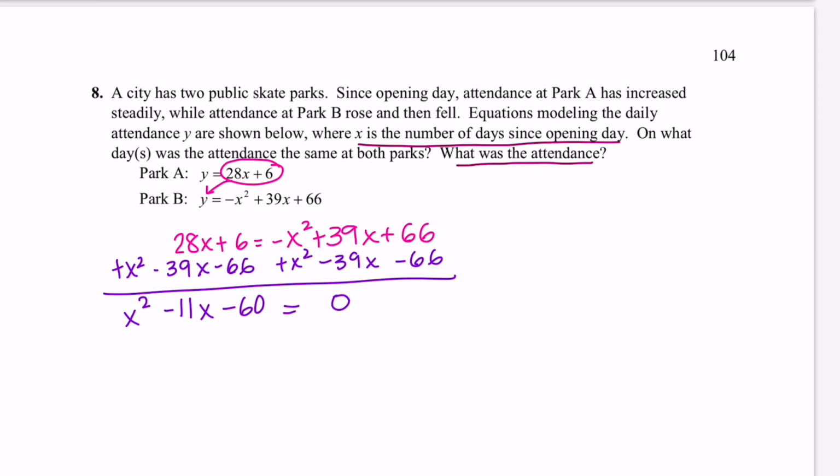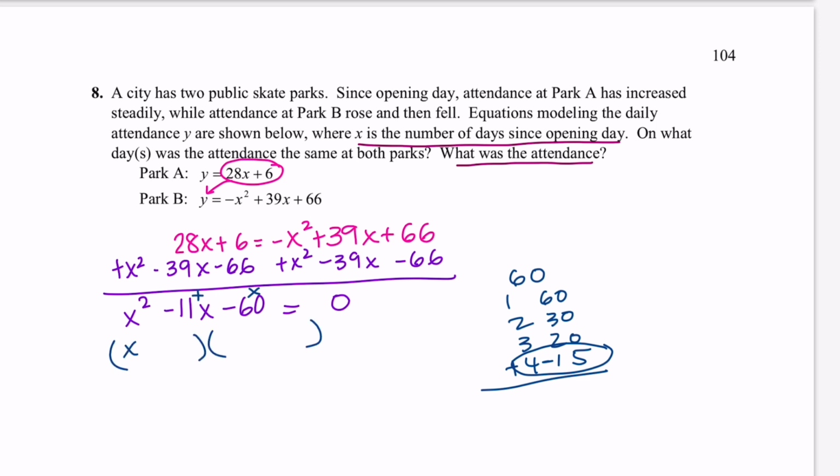We're going to factor this. We're looking for two things that add to negative 11 and multiply to negative 60. So let's see if we can find that. We've got 1 and 60, 2 and 30, 3 and 20, 4 and 15. If I have a negative 15 and a positive 4, those two numbers would work. So we're going to have x plus 4, x minus 15 equals 0.